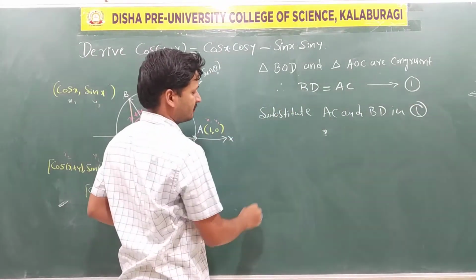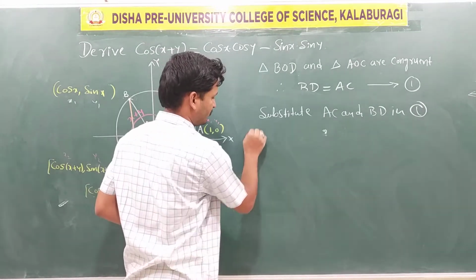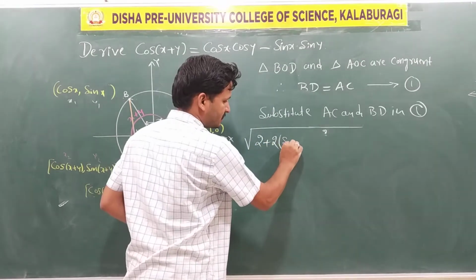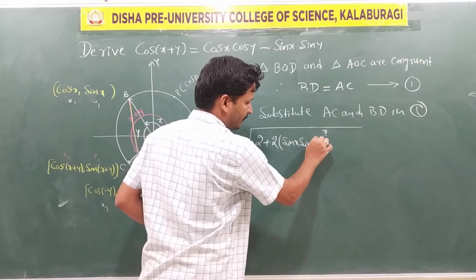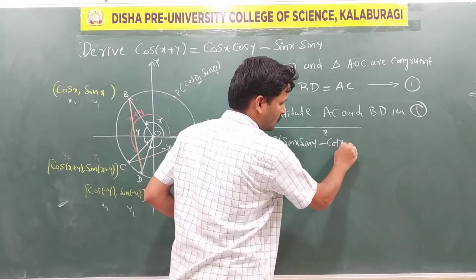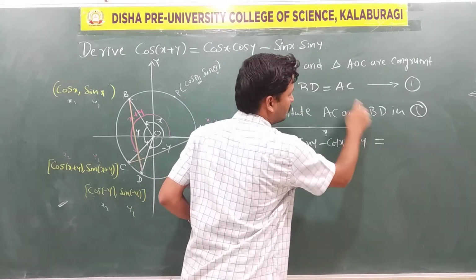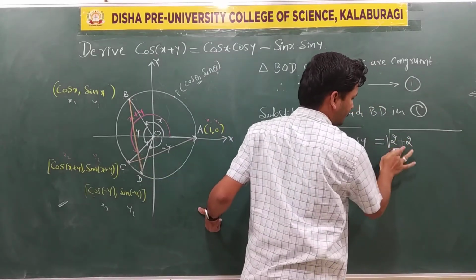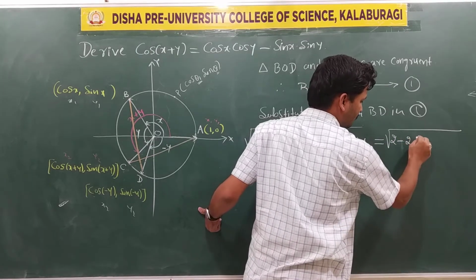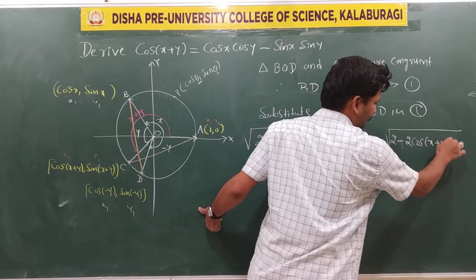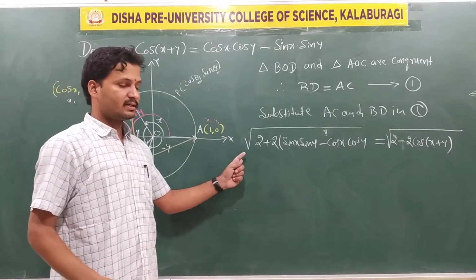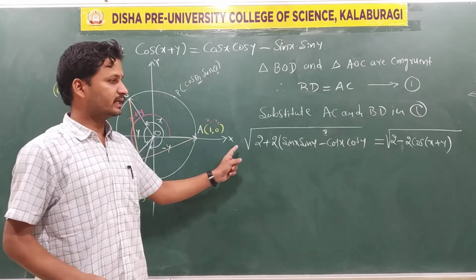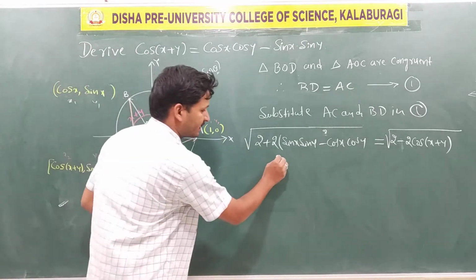So BD is actually the square root of what we got, that is 2 plus 2 times sin x into sin y minus cos x into cos y, equal to AC, that is again the square root of 2 minus 2 times cos of x plus y. The next step is squaring on both sides. The square root is there, so to remove the square root we need to square both sides. So squaring on both sides.